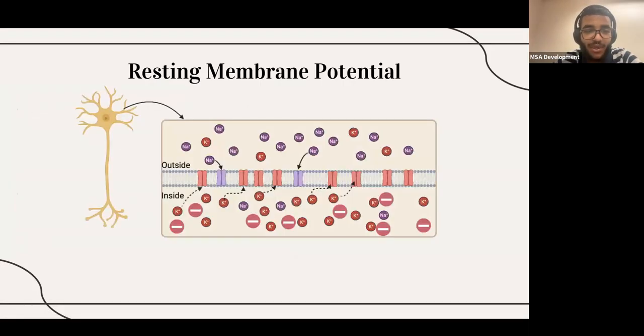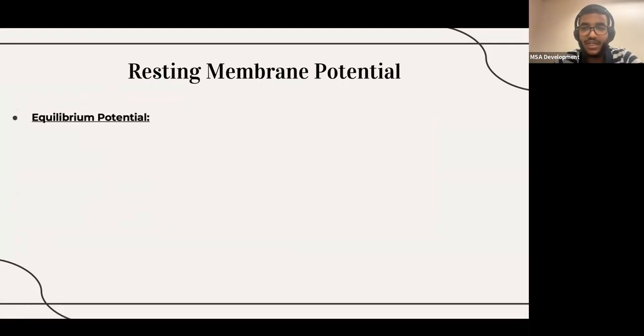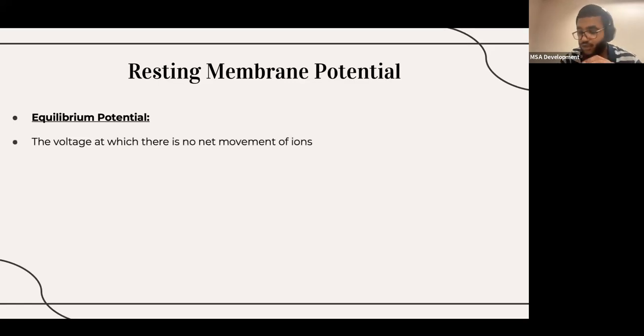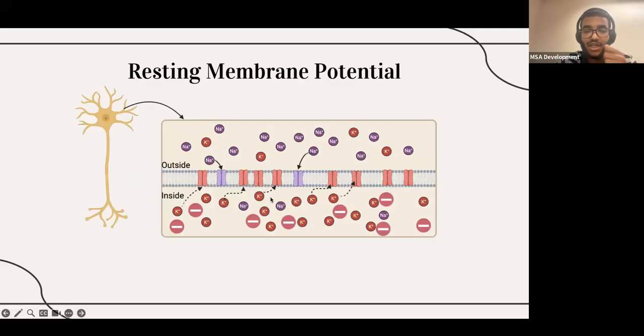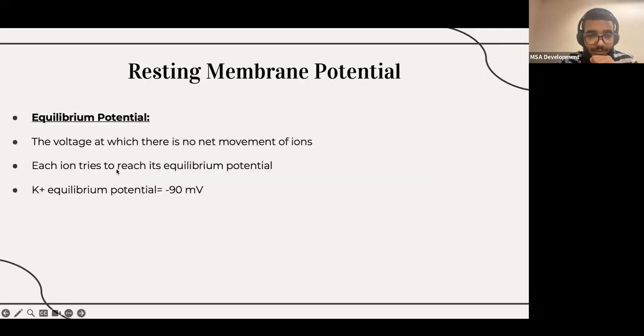Now let's talk about the equilibrium potential of an ion. This point was also touched upon by my colleague Rawad, so you need to attend that before coming to this lecture. Equilibrium potential is basically the voltage at which there is no net movement of ions, and each ion tries to reach its equilibrium potential. So you see all this maths. Potassium equilibrium potential is minus 90.